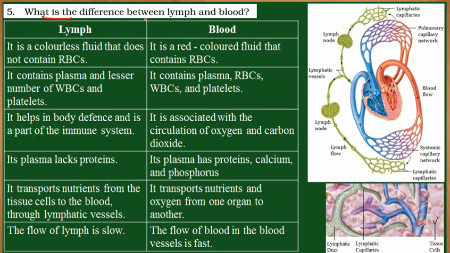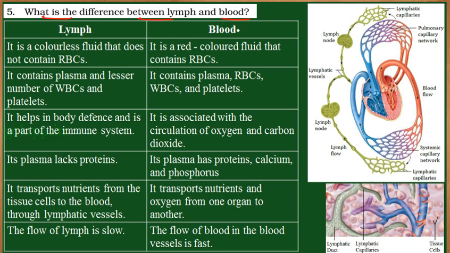What is the difference between lymph and the blood? So students, the next question is the difference between the lymph and the blood. Both lymph and the blood are connective tissue. They are examples of fluid connective tissue. Both have a fluid matrix and cells suspended in the matrix.